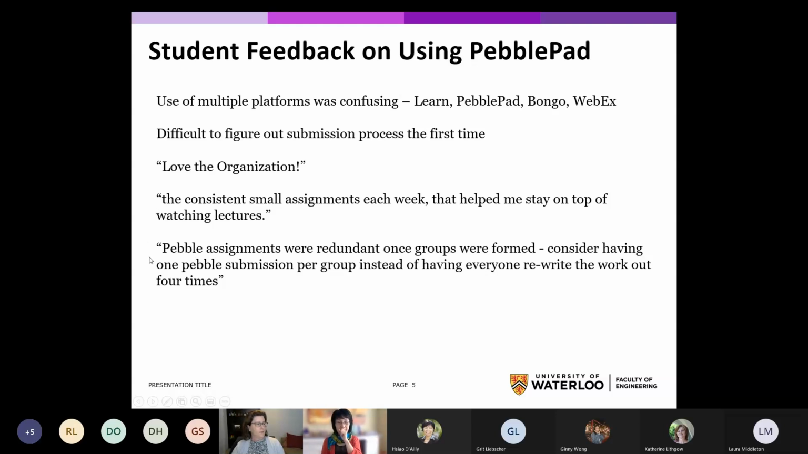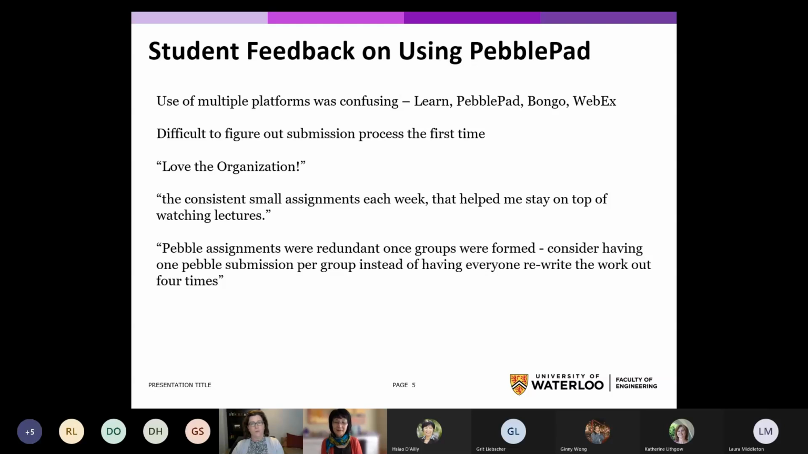One bit of negative feedback was that Pebble assignments were redundant once groups were formed. Considering having one Pebble submission per group instead of having everyone rewrite the work out 4 times. What was difficult was that, because my course is sort of half individual, half group work, there wasn't an easy way, and I don't know if it's even possible, to switch where they're only submitting 1 per group. So I worked around that by just having every student submit.